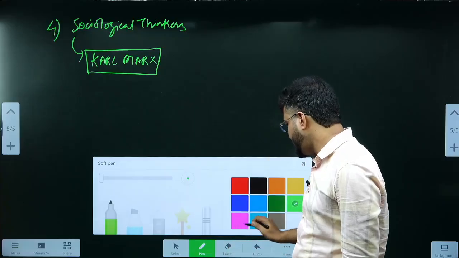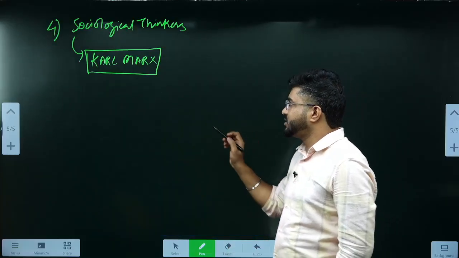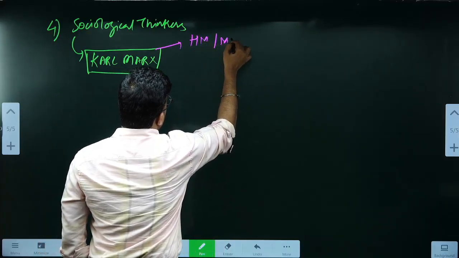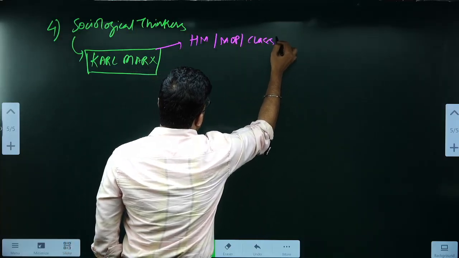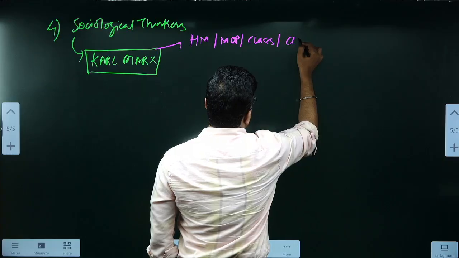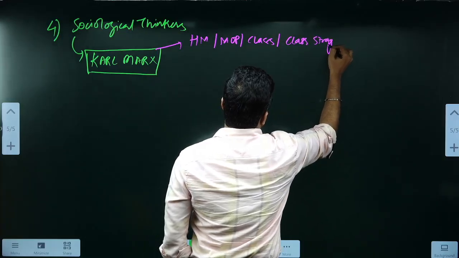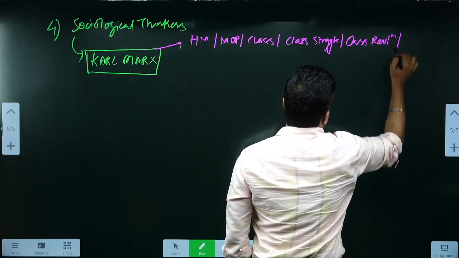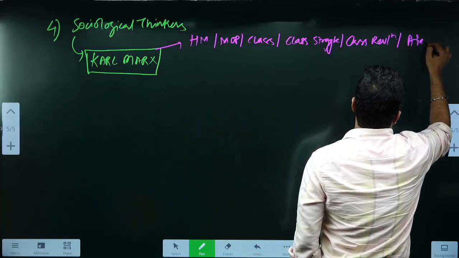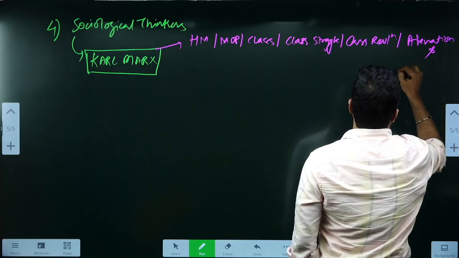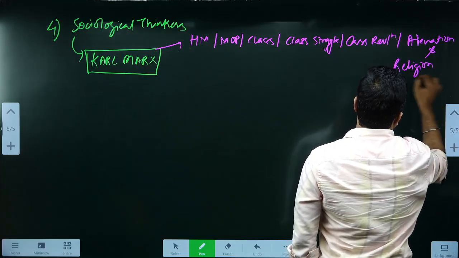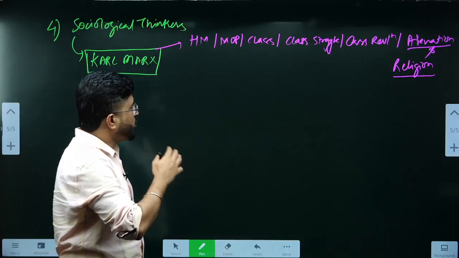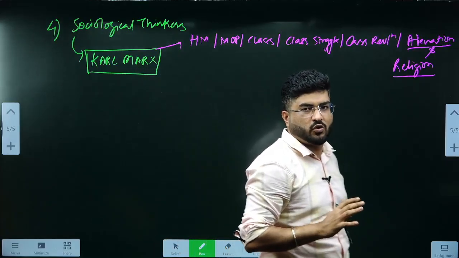Okay, now when we talk about Karl Marx, you tend to write about or read about his historical materialism, mode of production, class struggle, class revolution, his alienation, and religion. Okay, now try to find out where we are going to find these particular sections.